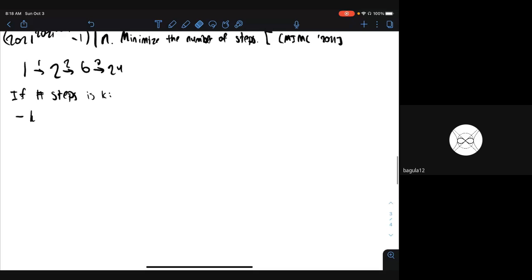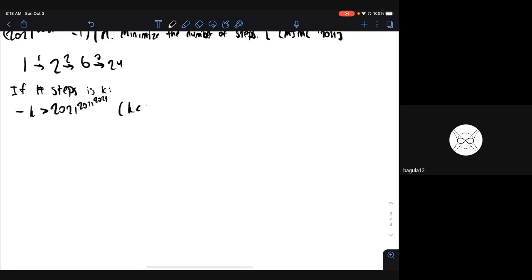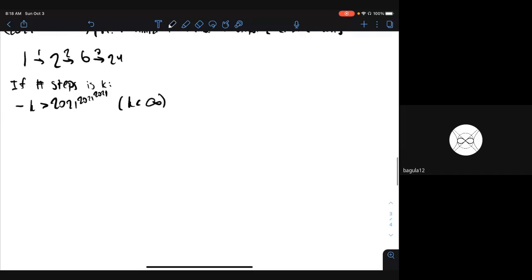I'll give you a couple of bounds for the number of steps, k, to aim for. So try to find some algorithm which takes only this many steps. The first step is anything at all. So this is just k is less than infinity. Just find any algorithm that works.